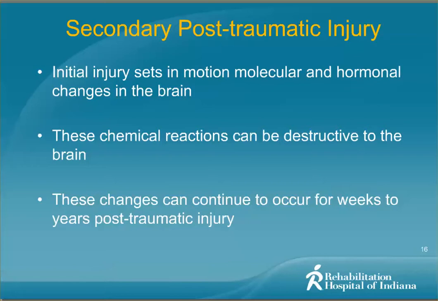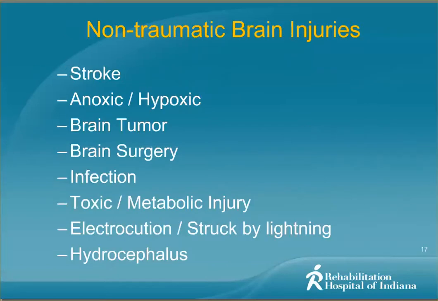Okay, so that was my very brief overview of traumatic brain injury. Now we're going to talk about non-traumatic brain injury. This is going to include stroke, anoxic and hypoxic injuries, brain tumor, brain surgery, infection, toxic and metabolic injury, electrocution, being struck by lightning, and hydrocephalus.